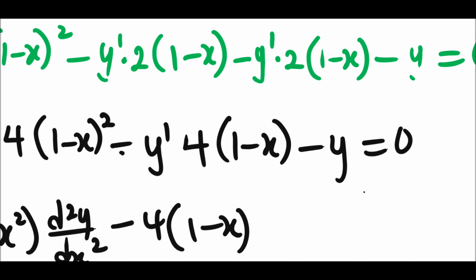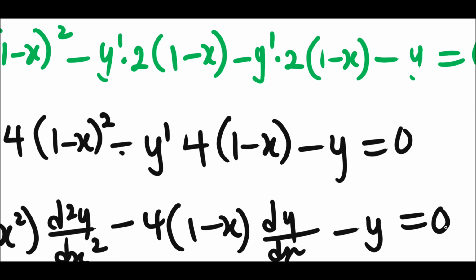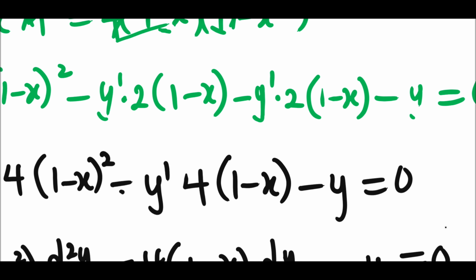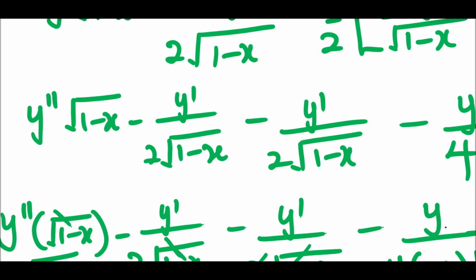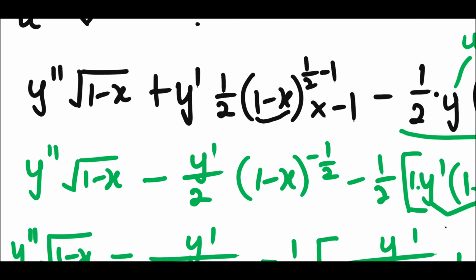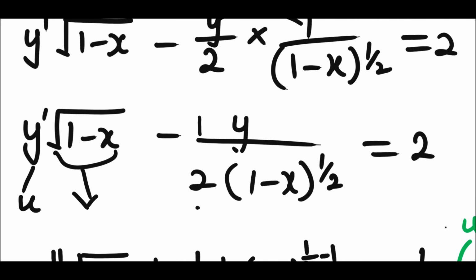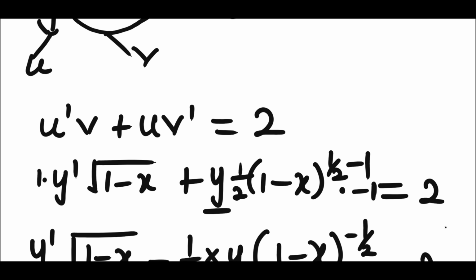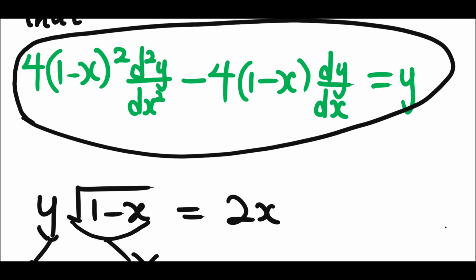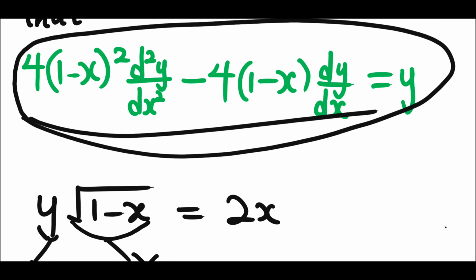Okay, so here we are going to get dy dx, because it's just y prime. Then minus y all equal to 0. Alright, let us verify if what we have gotten is the same as what we are supposed to get. So yes, this is what we are supposed to get. We see that it's the same thing. This is what we had. It's the same as what we were asked to get.